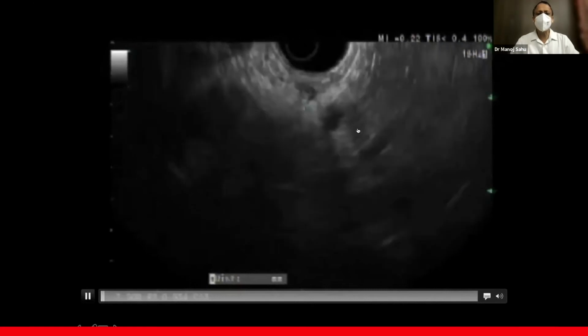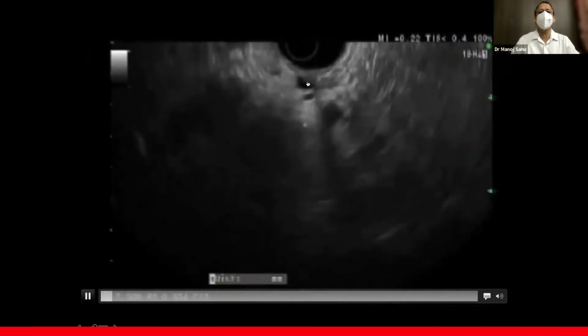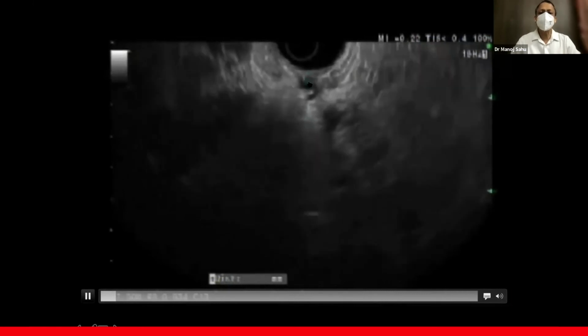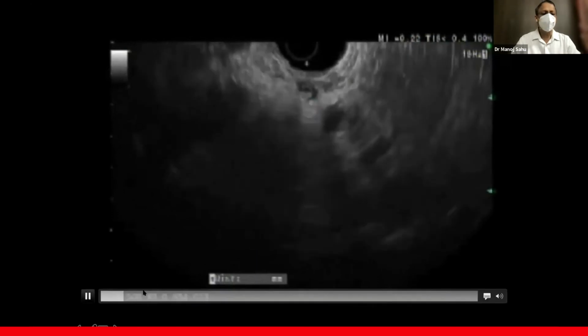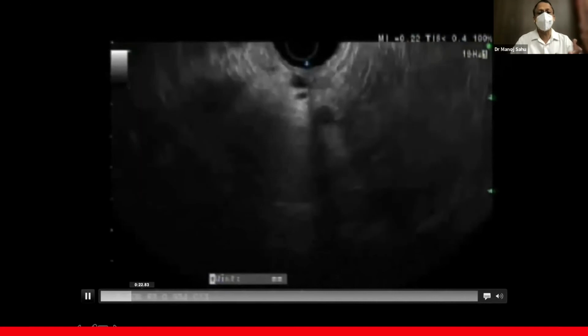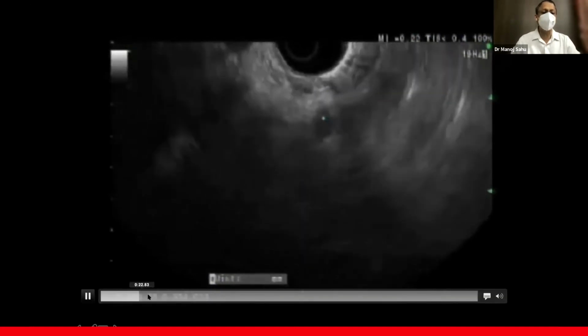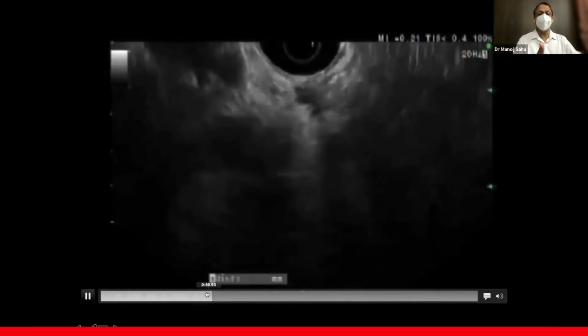So if you see here the ampulla, when I am perpendicular to the ampulla, immediately the anechoic structure which is close to the transducer is the bile duct, then the pancreatic duct. So we are able to image the ducts. If a stone is there, it can be nicely seen, a very small stone. If any ampullary tumor is there, it is also nicely seen. So gradually we can follow the bile duct also when required, when indicated.